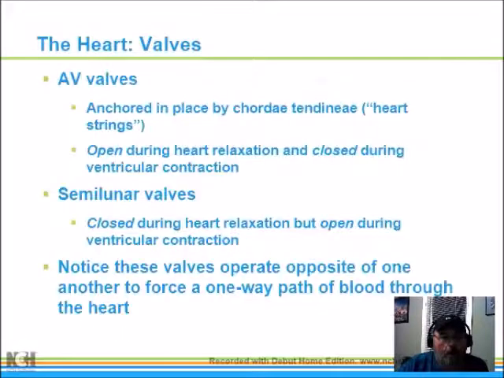Now, the AV valves have some specialized structures called chordae tendineae. They're sometimes referred to as heartstrings, but they keep the valves from over-opening. When a valve closes, these little strings, which are on these very fine leaflets, keep them from being easily over-opened, which would be called a prolapse. And so this keeps them from prolapsing.